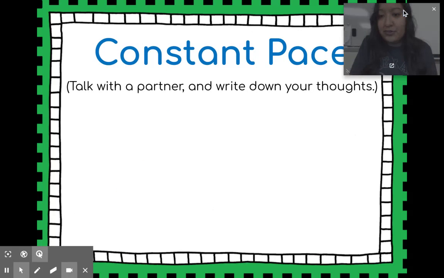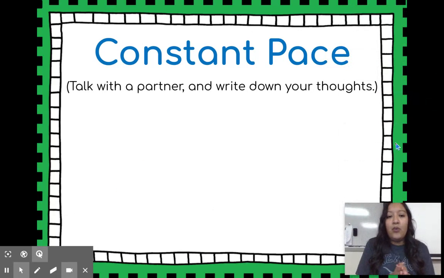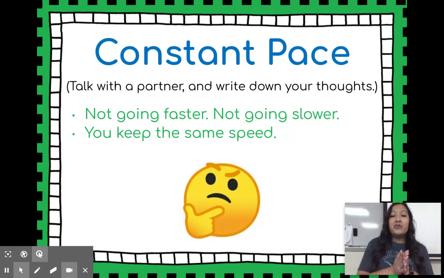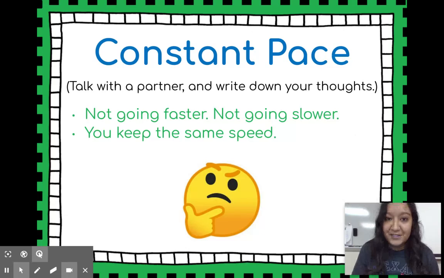All right, so here's another question for you. What is constant pace? If I were to ask you to go at a constant pace, what do I mean? Constant pace means that you're not going faster, you're not going slower, you're going the same speed the whole entire time, which is something really hard to do. If I were to tell you to walk at a constant pace, that means you're going to walk the same speed the whole time until I tell you to stop.